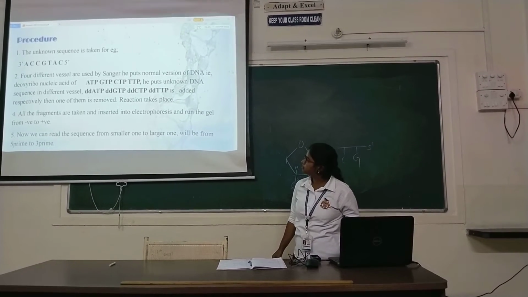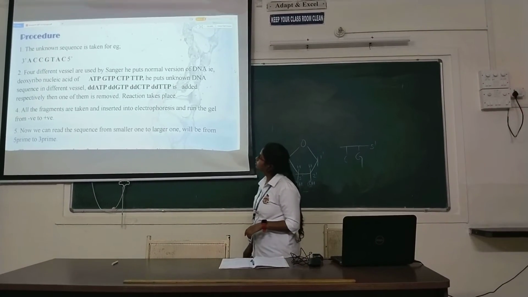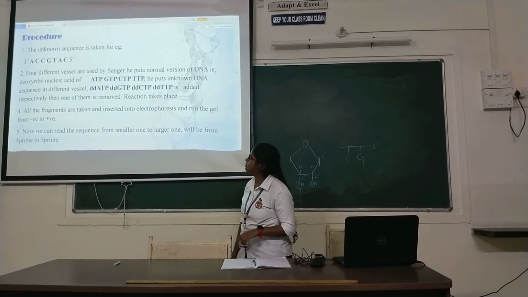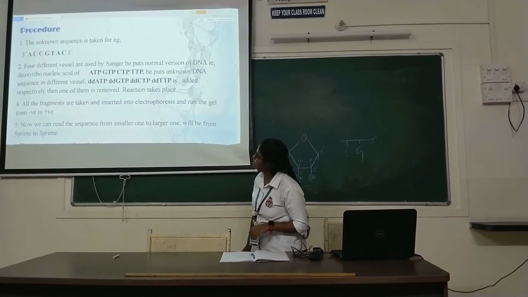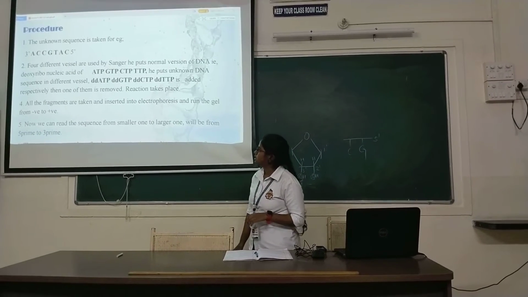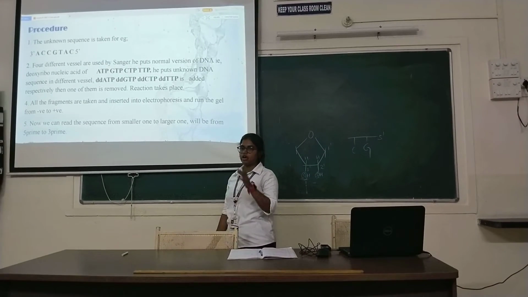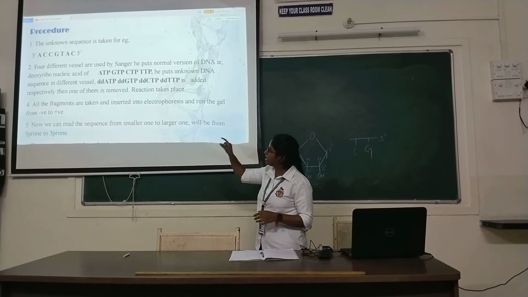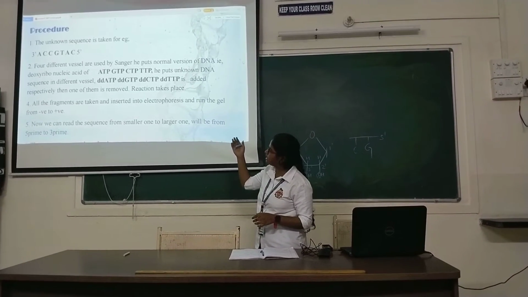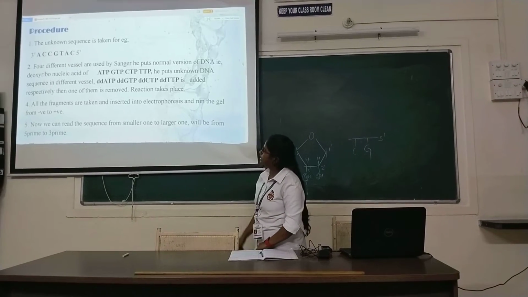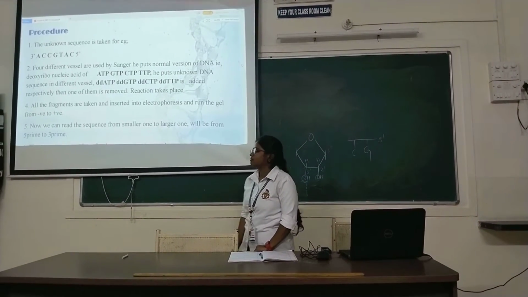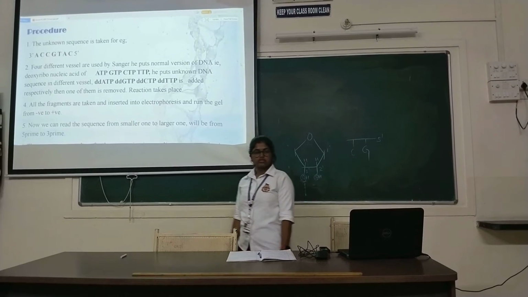Procedure for that. The unknown sequence is taken, for example 3 prime A C C G T A C. This is an unknown sequence. For our reference, we have a name for that: A C C G T A C. 4 different vessels are used by Sanger. He uses 4 vessels.